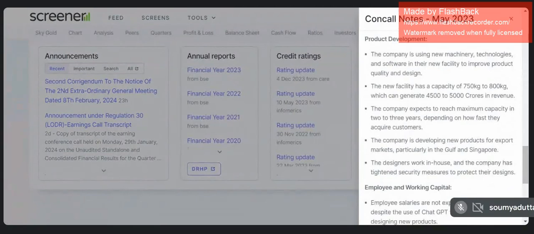what they do is that they get gold bullion from outside and convert it into jewelry and sell it to Aluckas, Titan, and various other companies, Malabar Gold, etc. They have moved to a new facility which can process around 800 kg of gold, which can generate around 4,500 to 5,000 crore revenue. They were expecting to reach maximum capacity in 2 to 3 years. So in 3 years, you are expecting to reach 5,000 crore revenue.